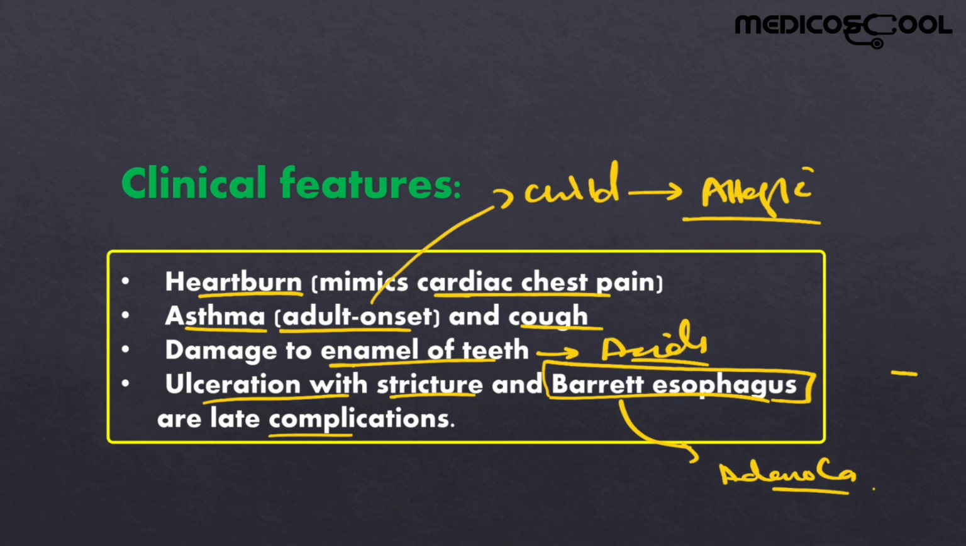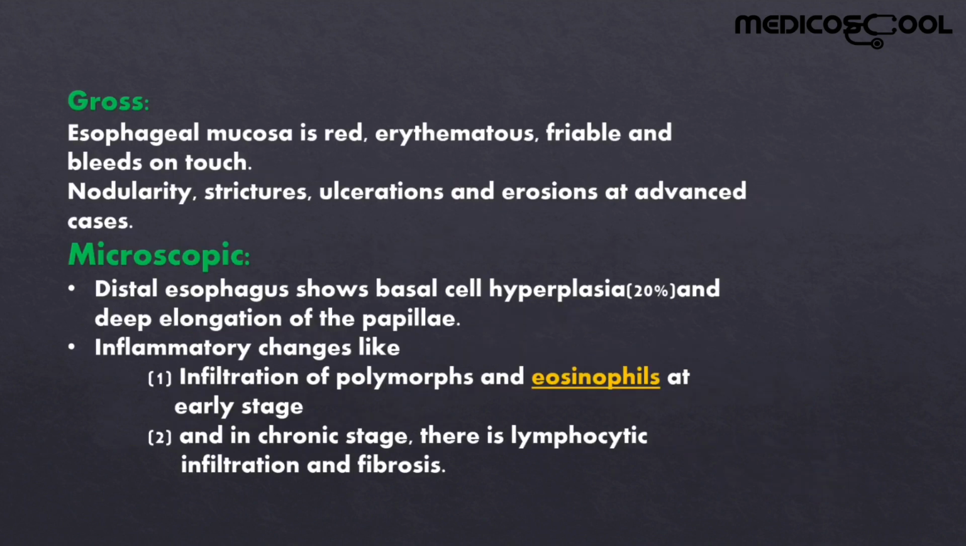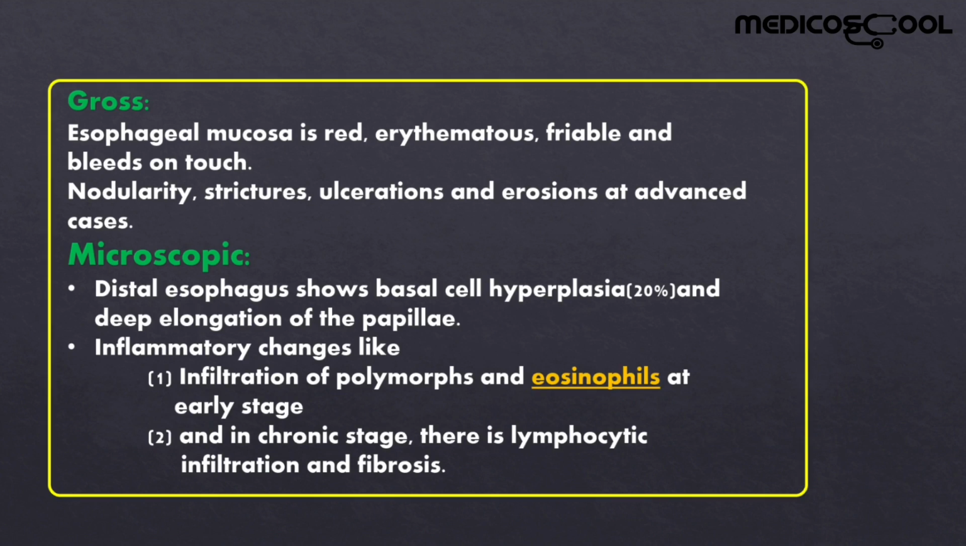Now, what are the morphological features of GERD? Grossly, we can see red, erythematous, soft mucosa of the lower esophagus, and this bleeds on touch. We can also see, in advanced cases, nodularity, strictures, ulceration, and erosions.